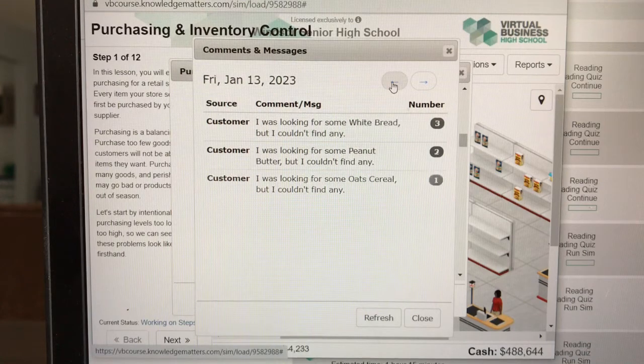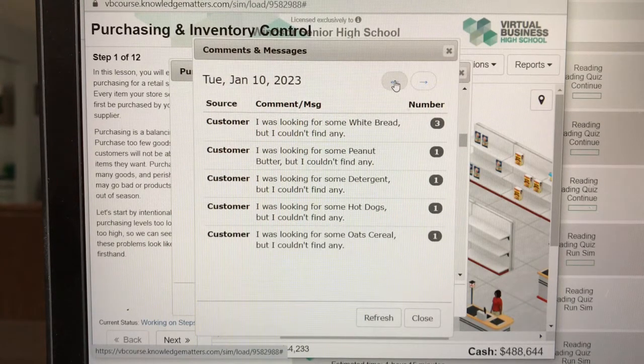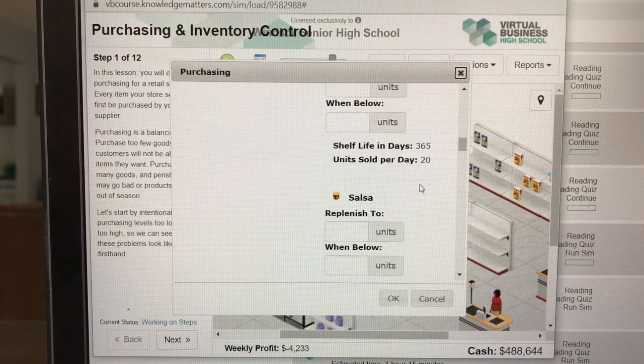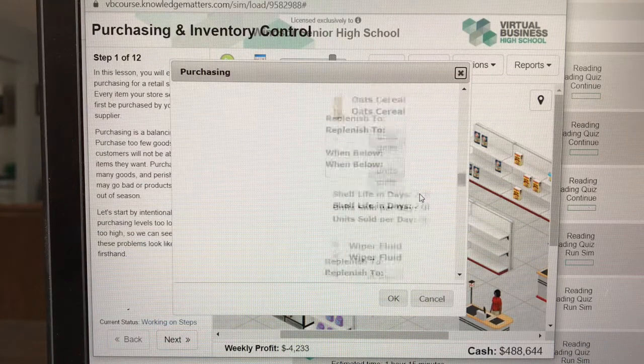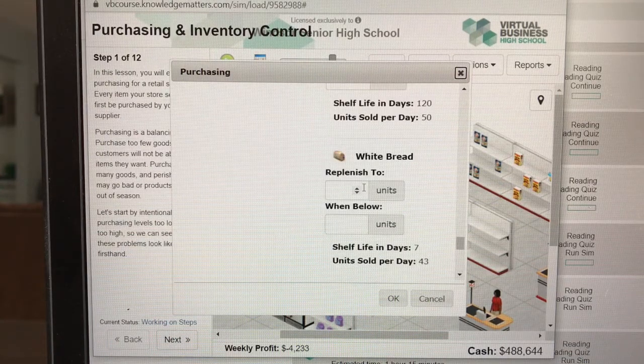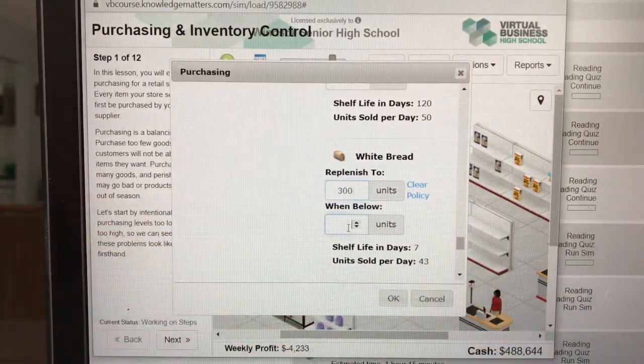White bread, peanut butter, white bread, white bread, white bread. Okay, so let's increase our ordering for white bread. I'm going to go ahead and just do white bread for now. My white bread is going to go up to 500, or it expires pretty quick, so you've got to be careful with bread. So I'm going to 300 units when it falls below 100 units, okay?